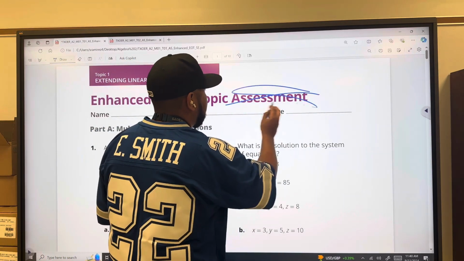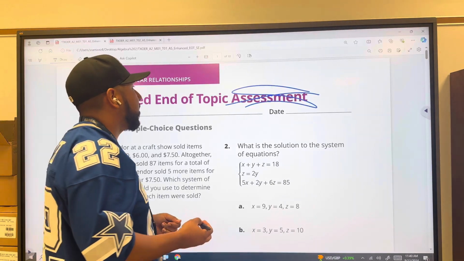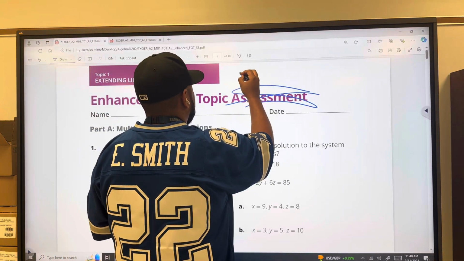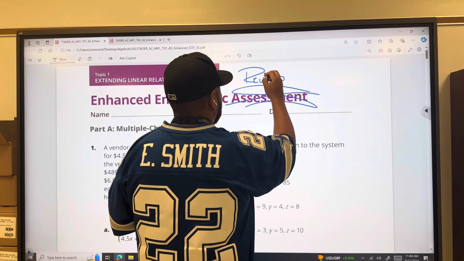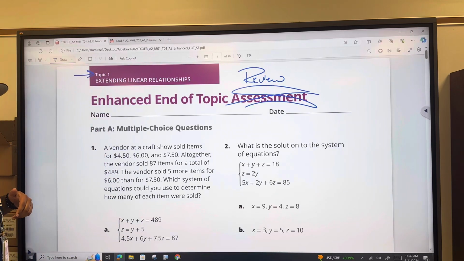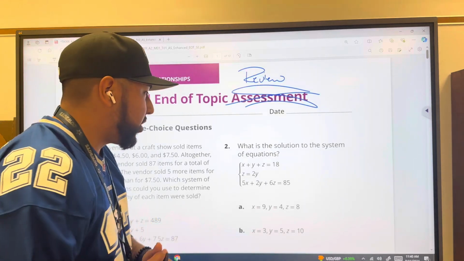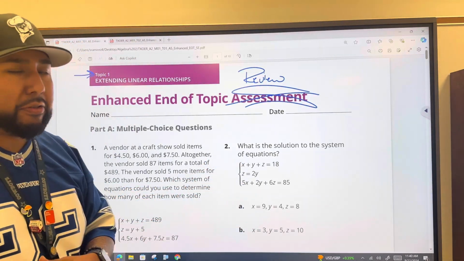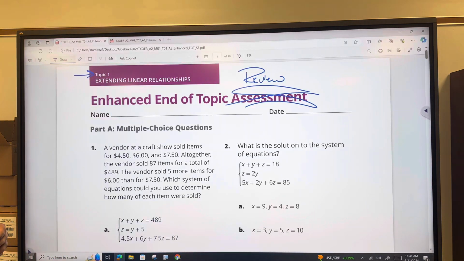It's not an assessment. This is just an overview of everything y'all should have learned these past couple of weeks. So let's just call this a review. Make sure you're on topic 1. I'm gonna go through this very quickly just so that we're not wasting too much time. This is just foundational pieces from the first topic of Module 1 in Algebra 2.